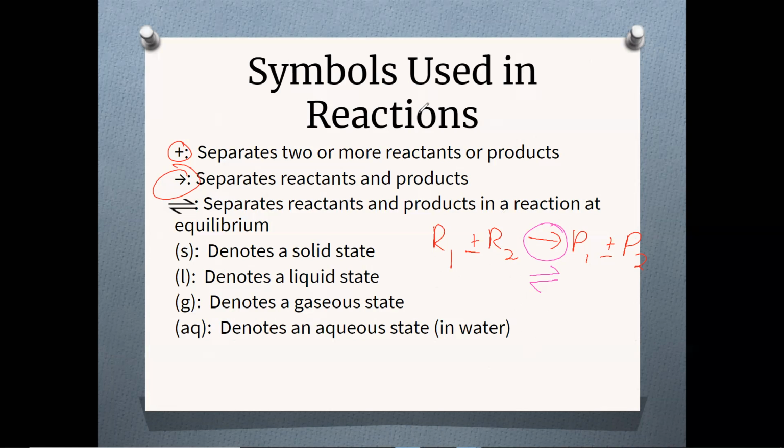Okay. The other stuff down here, S, L, G, and AQ, those are symbols that represent what state a certain thing is in. So if reactant 1 had this down below it, that would mean that reactant 1 is a solid. If reactant 2 had that, it would mean that reactant 2 is a liquid. If product 1 had a G, it would mean that that was a gas. And if product 2 had an AQ next to it, this one is a little bit harder. What that means is that product 2 is currently dissolved in water.